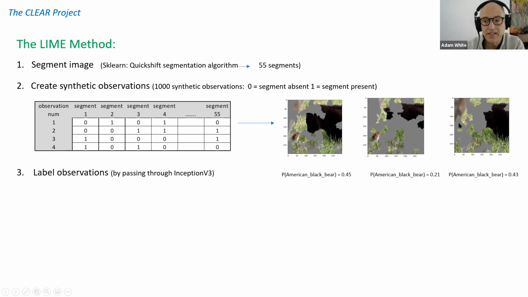Now, having created these images and got the probabilities, we can then, in effect, have a synthetic data set. So each row corresponds to a separate image. And if a segment has been infilled with gray, then it gets a value of 0. If it's left with its original content, it's a 1. So we end up with this kind of binary data, and this final column is added of the probability of classification probabilities.